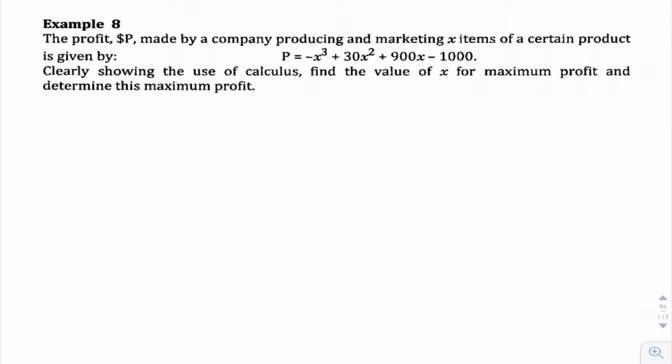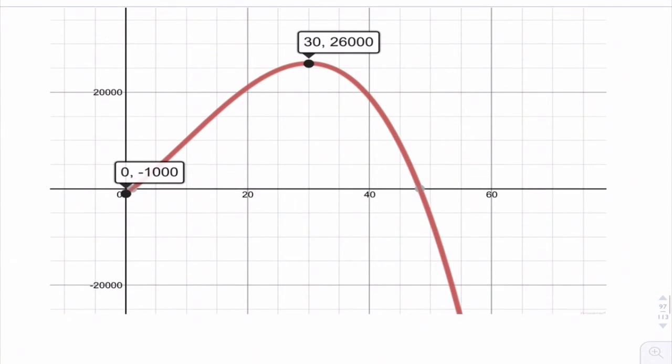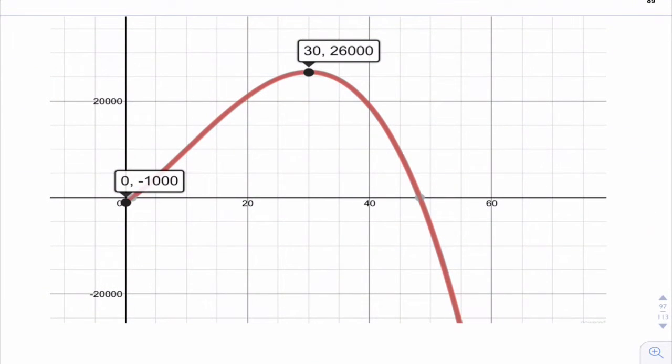So this is a cubic and I've drawn it, so here it is here. You can see the answer's already there. We actually start off, when we produce no items, with a profit of negative 1,000. As we produce more items, and that might be some startup costs, the profit gets bigger and bigger until it reaches a peak, and then it goes down.